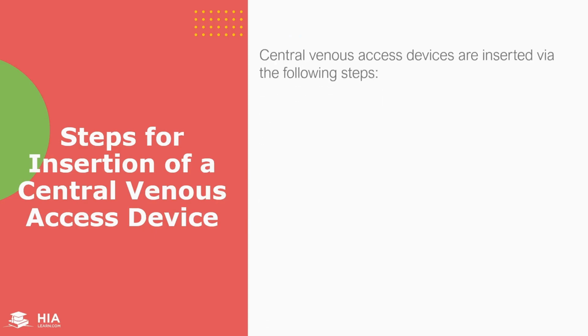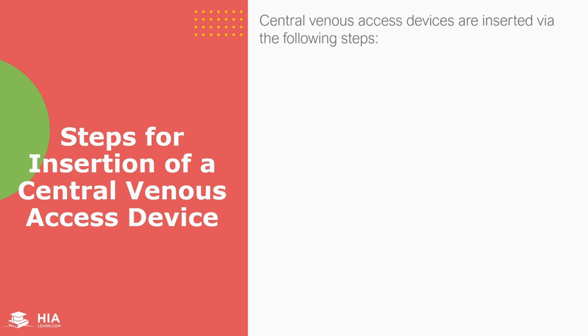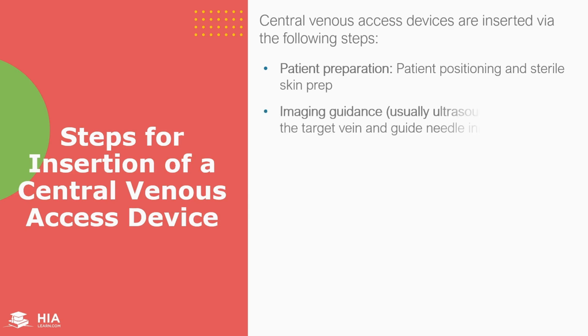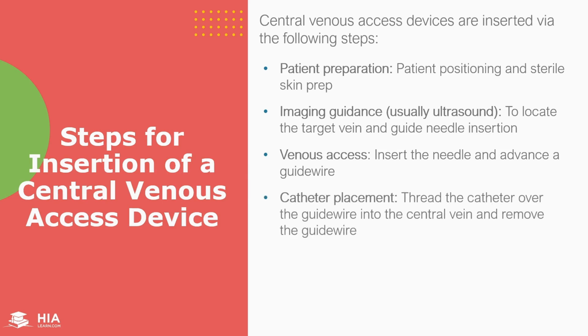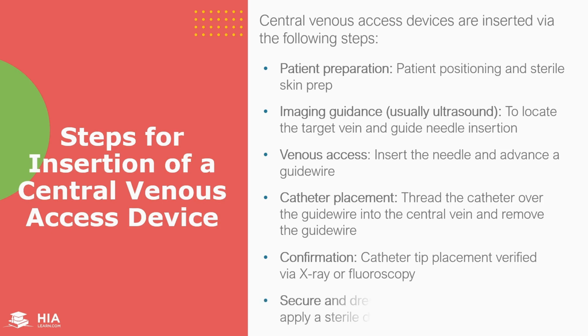Central venous access devices are inserted via the following steps. Patient preparation involving patient positioning and sterile skin preparation, imaging guidance, usually ultrasound, to locate the target vein and guide needle insertion, venous access via insertion of a needle and advancement of a guide wire, placement of the catheter by threading it over the guide wire into a central vein, and removal of the guide wire, confirmation of the location of the catheter tip via X-ray or fluoroscopy, and securing the catheter and applying a sterile dressing.